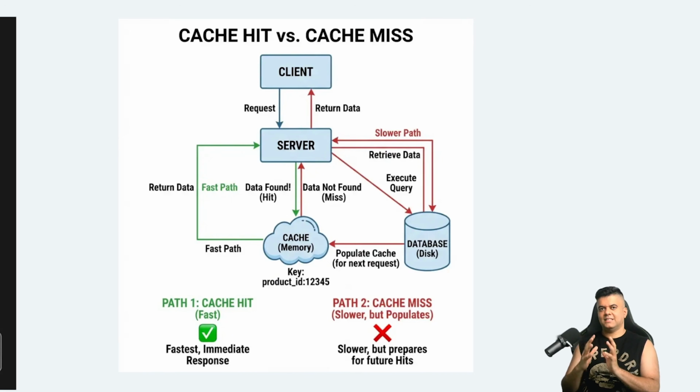The second path is the path of the cache miss. If the data does not exist in the cache, that's called a cache miss. Now the server has to go to the database, execute the query, retrieve the data, and return it to the client. But here's the important part. After retrieving the data, the server usually stores it in the cache so that the next request can be a cache hit. The important part to remember here is that cache hits are fast, cache misses are slower, but they populate the cache for future requests. That means that every time you get a cache miss, that means the data was not in the cache. It's not a problem because it will populate the cache for future requests, which will now be cache hits, which is what you want.